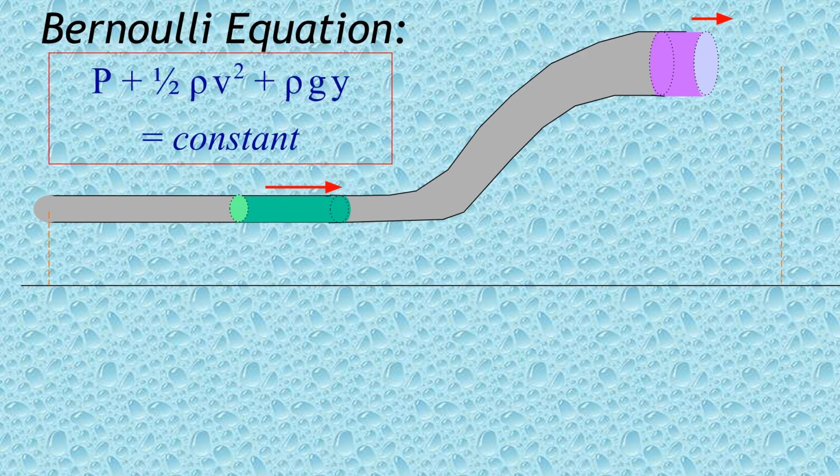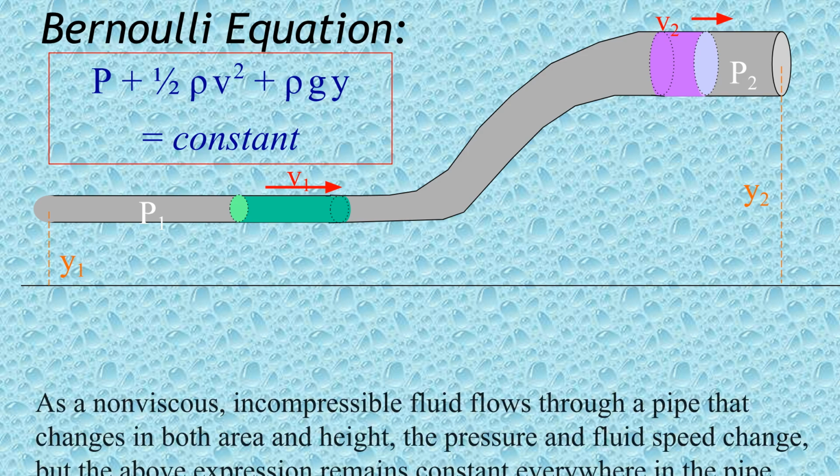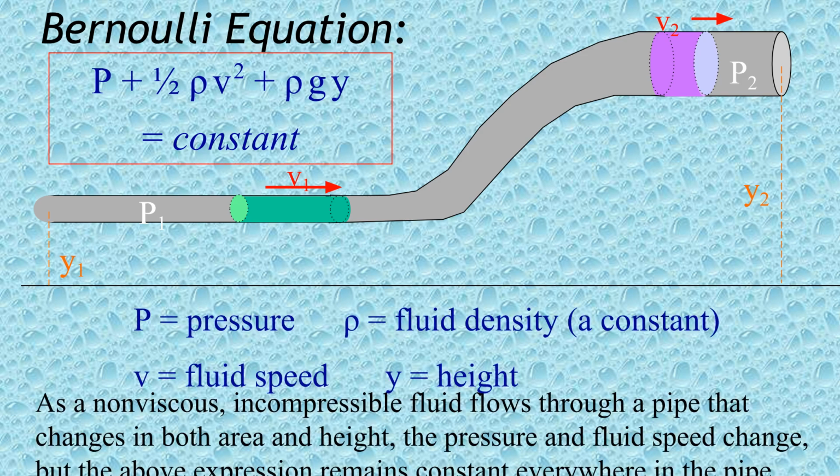P plus 1/2 rho v squared plus rho g y equals a constant. As the fluid flows, these quantities change, but their sum remains constant throughout the pipe. Here, P is pressure, rho is density, v is fluid speed, and y is height.